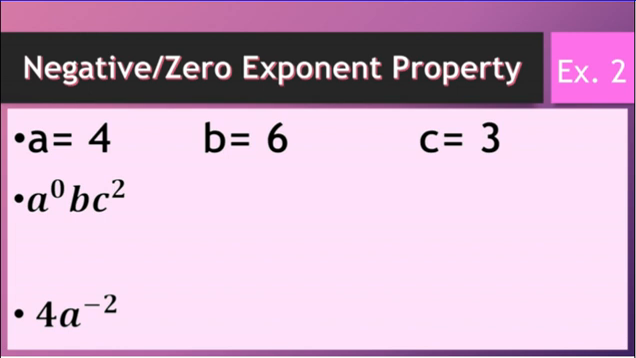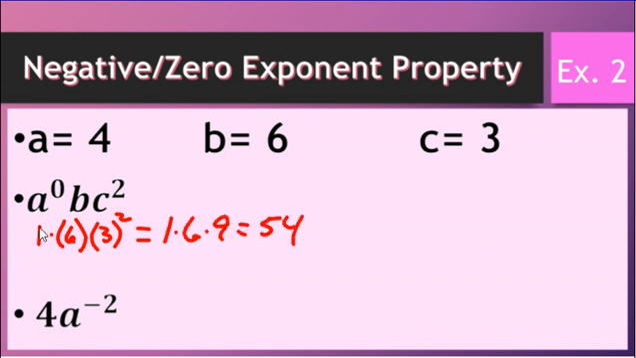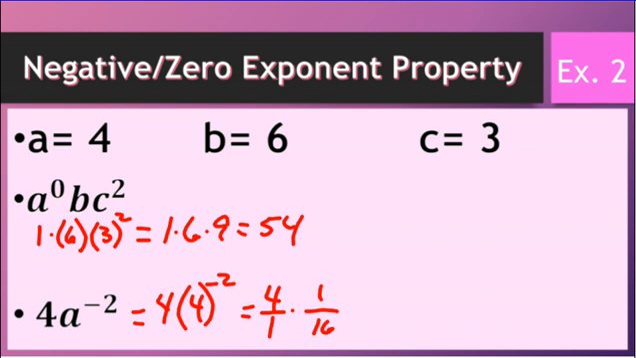Other problems here. A to the 0 power. So to save time, anything to the 0 power is going to be 1. So I'm just going to put this as 1 times our b, which is 6, times our c, which is 3 squared. So 3 squared is 9. So I have 1 times 6 times 9, which gives us an answer of 54. Next one we have 4 times a, which is 4 to the negative second, which really, if I rewrote this, this would be 4 over 1 times 1 over 16. And that would give us an answer of 1/4.